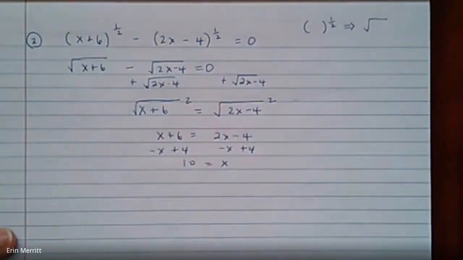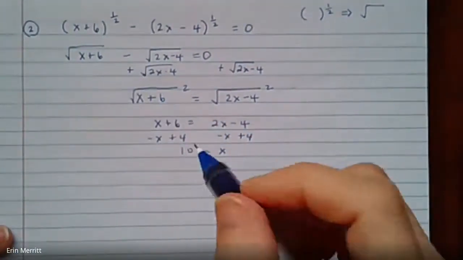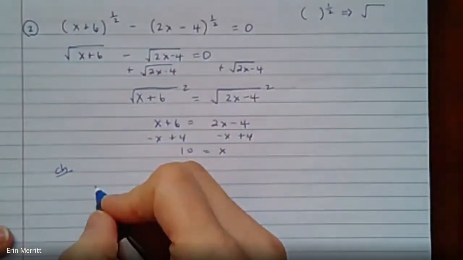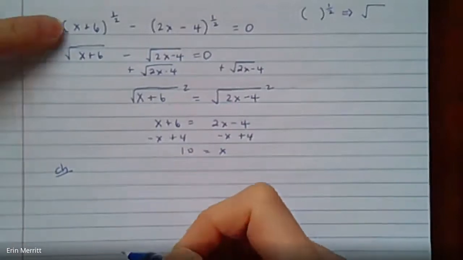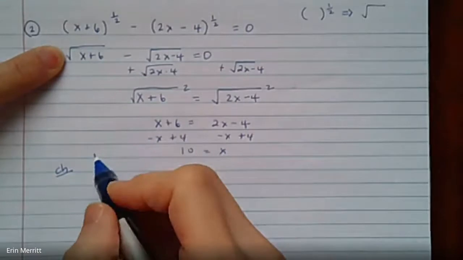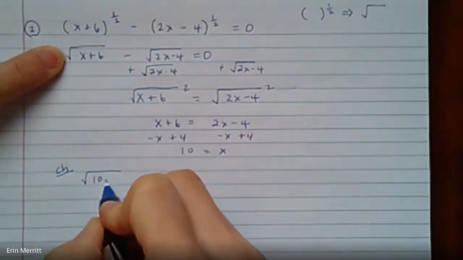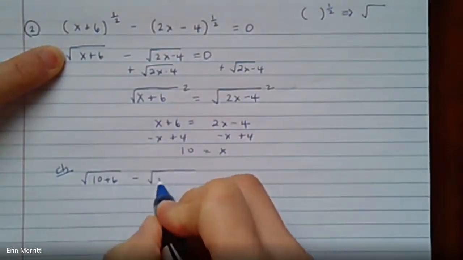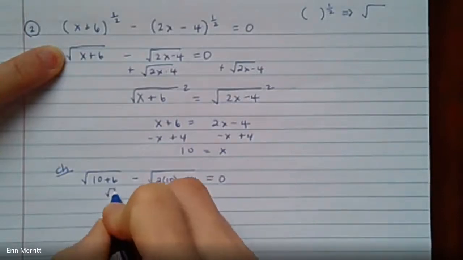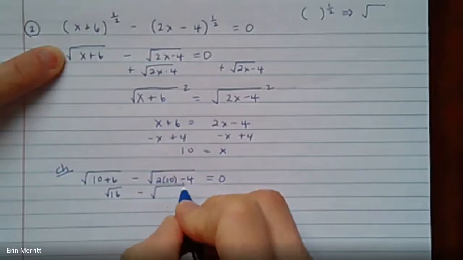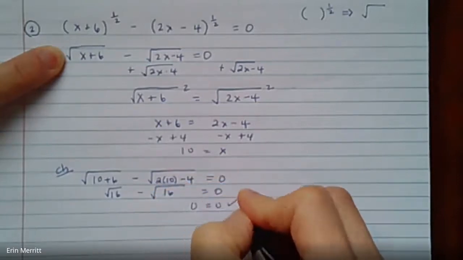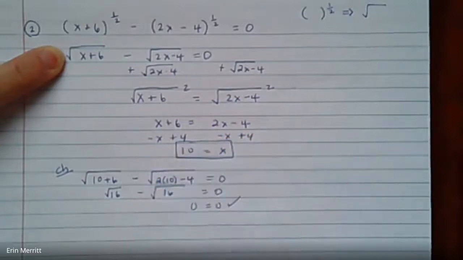All right, before we box it in, quick check. So if I plug in to the original, and we can take the original as with the 1/2 or with the radicals because those are both equivalent. We haven't done much to them. We do the square root of 10 plus 6 minus the square root of 2 times 10 minus 4. We want to show that that's equal to 0. So radical 16 minus, well, 20 minus 4, that's radical 16. Yeah, 0 equals 0. And we're good to go.